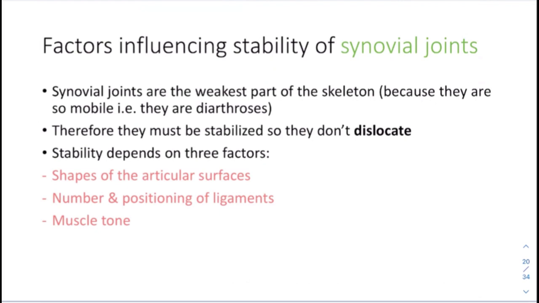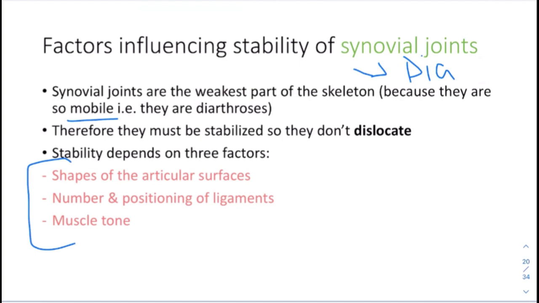Okay, so let's talk about factors influencing stability of synovial joints. Synovial joints are the weakest part of the skeleton because they are so mobile. Remember, synovial joints are diarthroses. Because they are mobile, they're actually the weakest part of the skeleton. And there are a few factors that stabilize the synovial joints. And the factors are basically listed here.